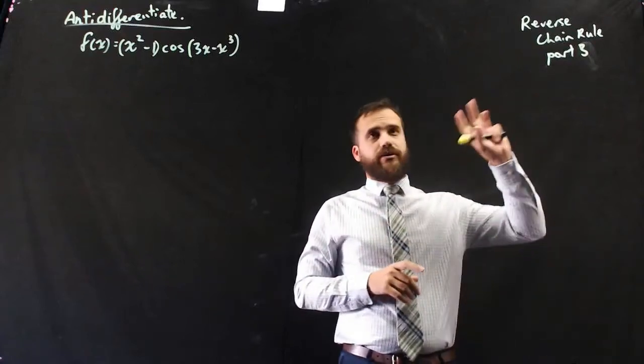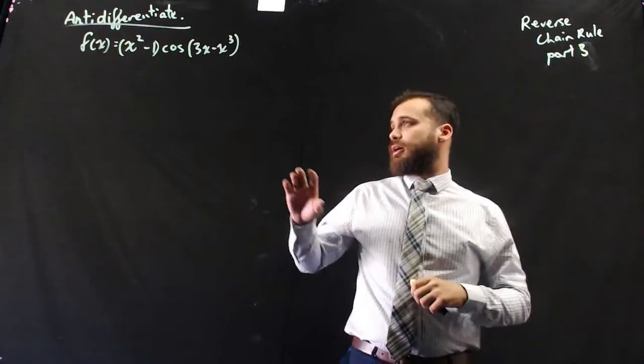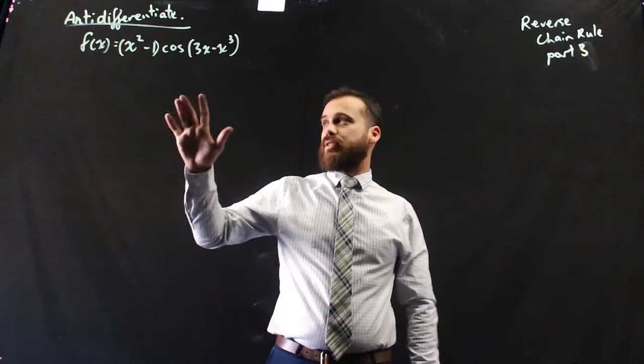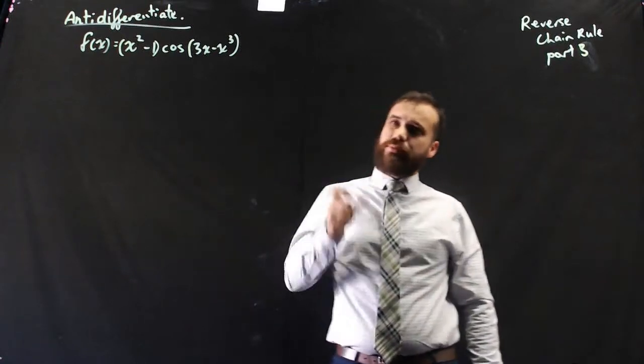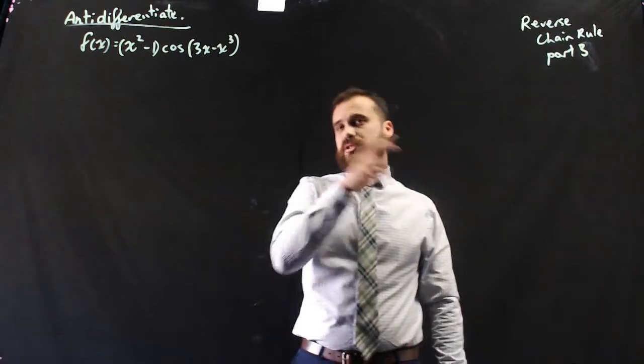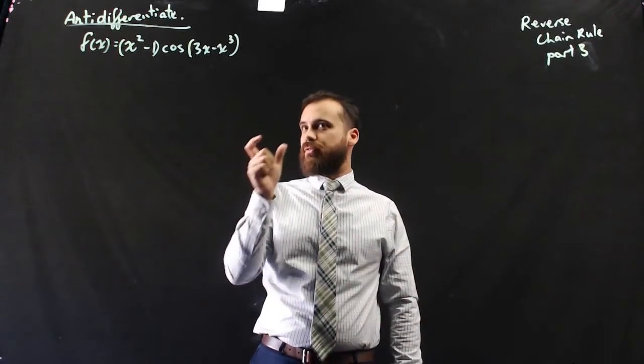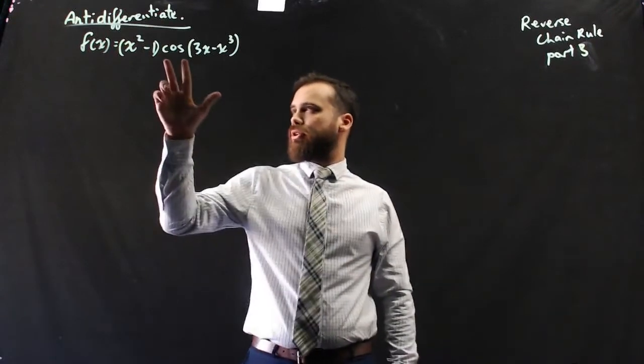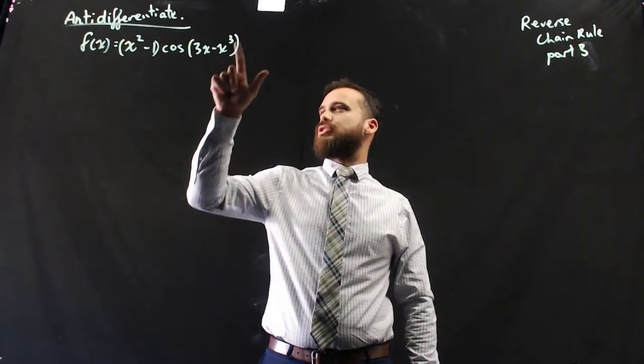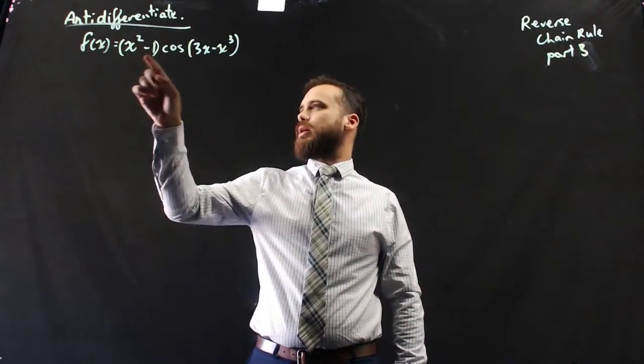Alright, so a third go at the reverse chain rule here. We're going to anti-differentiate this. Now, it might not be immediately apparent. It's reverse chain rule, so there's going to be a derivative in the integrand. So we've got cos(3x − x³) times (x² − 1).